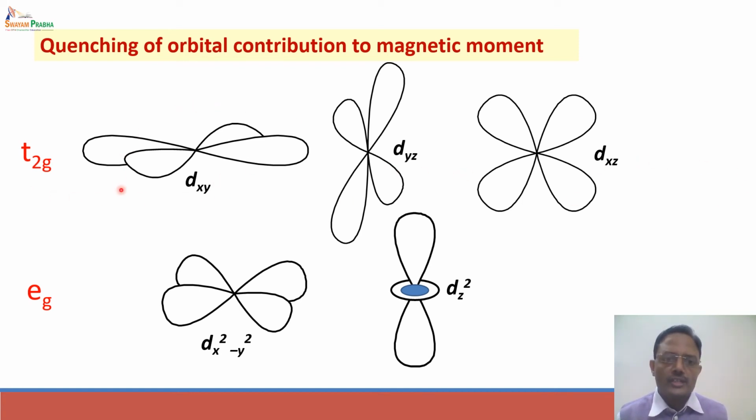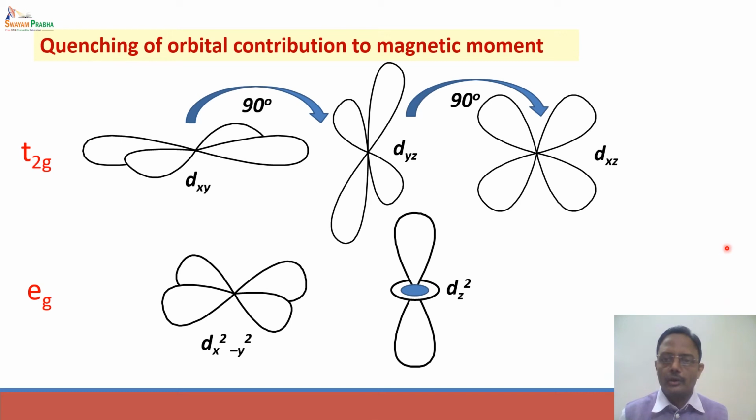Now if this dxy orbital is rotated through an angle of 90 degrees, it can transform into dyz orbital. Similarly, dyz orbital can be transformed into dxz orbital by rotation through 90 degrees. Similarly, dxz orbital can be transformed into any of these. It means that t2g orbitals can be transformed into each other just by rotation by 90 degrees. But this is not possible in case of the eg set of orbitals. So if there is an electron in the eg set of orbitals, it cannot transform into another eg orbital just by rotation because the shapes are entirely different.